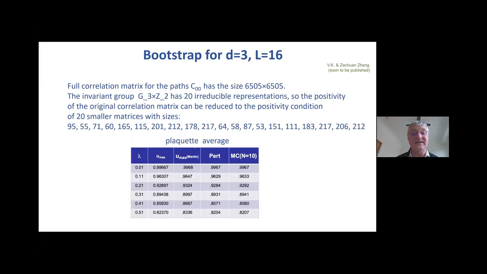Here are some data on how we reduce the matrices, but it's okay. The table shows how the plaquette average, U max for example, in the weak coupling regime is improved with respect to Martin's results. Although we have a smaller length, we have many more positivity conditions and loop equations. So all this comparison shows that the results are quite encouraging.